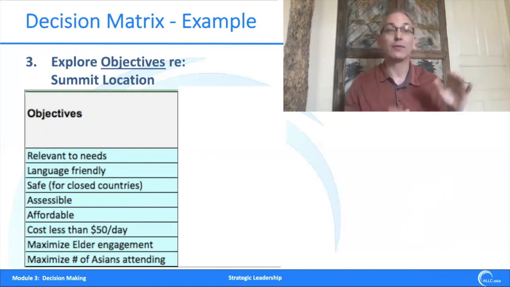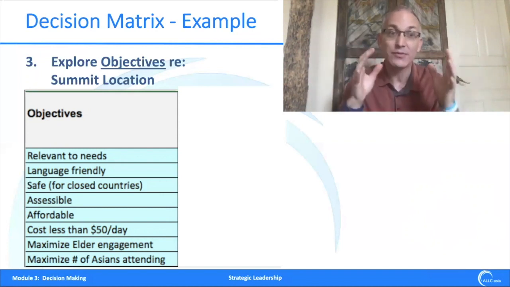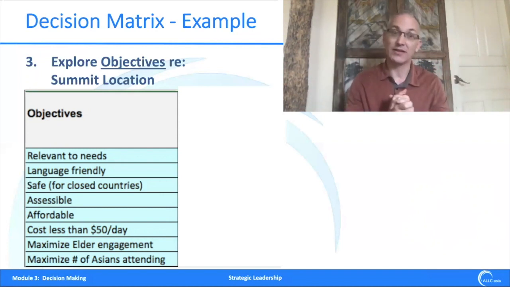We said we want to be able to maximize our elder engagement, the number of elders that can come to the Leadership Summit, and we want to maximize the number of Asians who can come to the summit. So these were some of the most important end objectives we were trying to accomplish in making the decision.